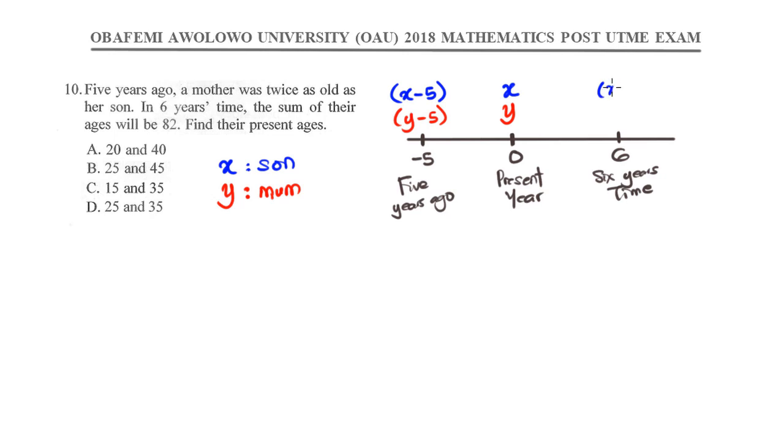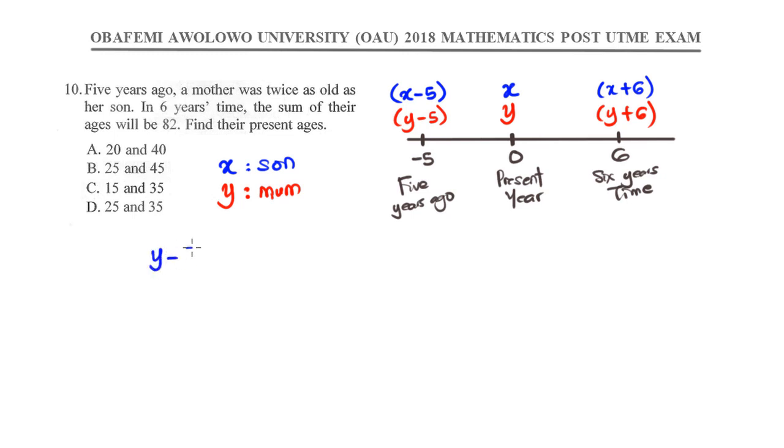In 6 years' time, the son will be x plus 6 years old, and the mom will be y plus 6 years old. Now, this is going to help us a lot in interpreting our question. So for the first case, we are told that 5 years ago, the mother was twice as old as her son. So what we are going to be using is x minus 5 and y minus 5, because that is their ages 5 years ago.